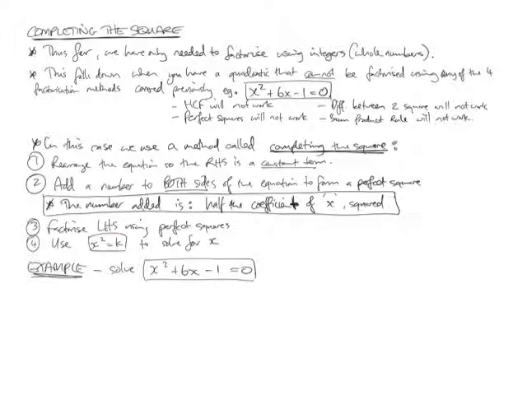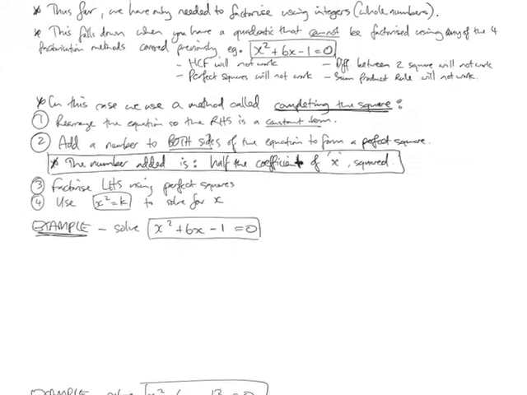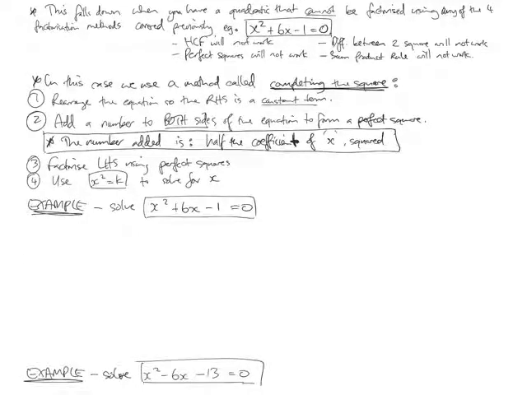Then you would factorize the left-hand side using perfect squares. The reason why it's called completing the square is this number that you're adding to both sides makes the equation a perfect square. So then you can factorize it using the perfect squares method, and then you would use the x squared is equal to k method to solve for x in this case. So let's have a look at the example I used up above.